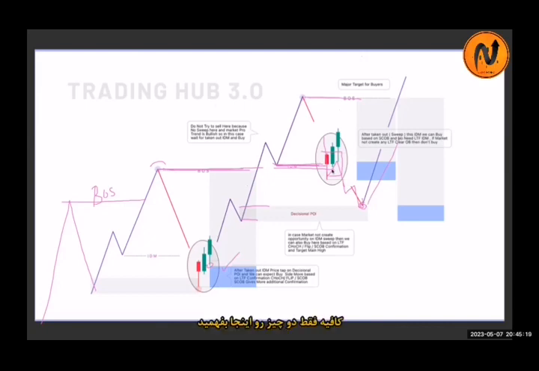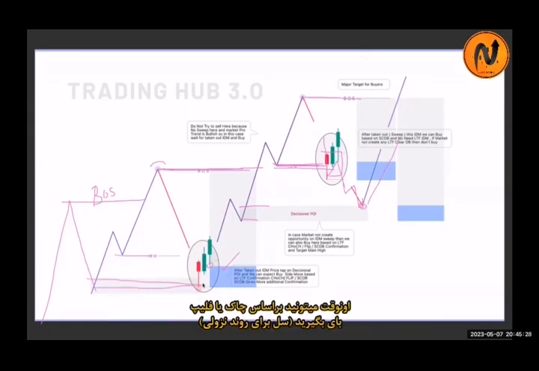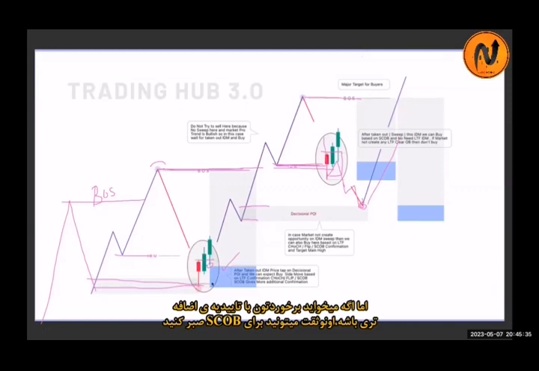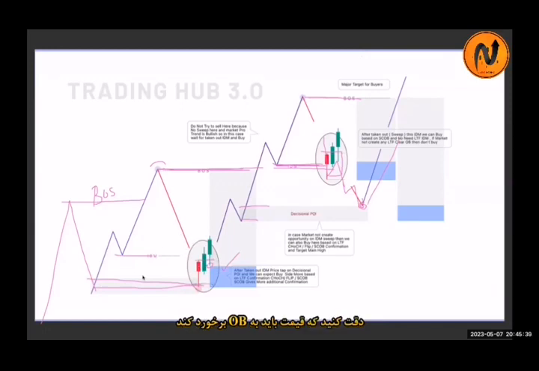In this diagram, you have to understand only two things. First one, if the inducement is taken out and price taps on your order block, then you can buy or sell based on chalk and flip. Okay. But if you want more additional confirmation, then you can also take additional confirmation based on single candle order block, but price must tap on an order block.